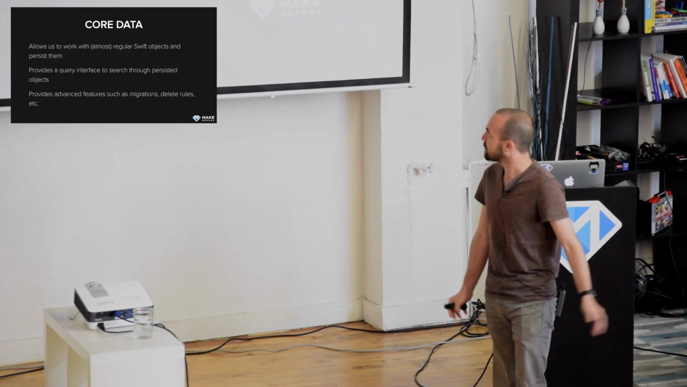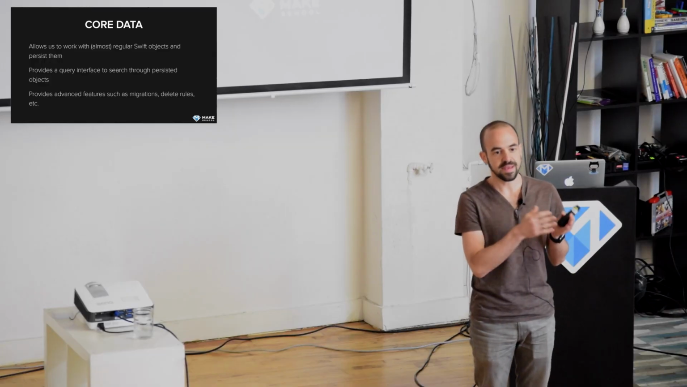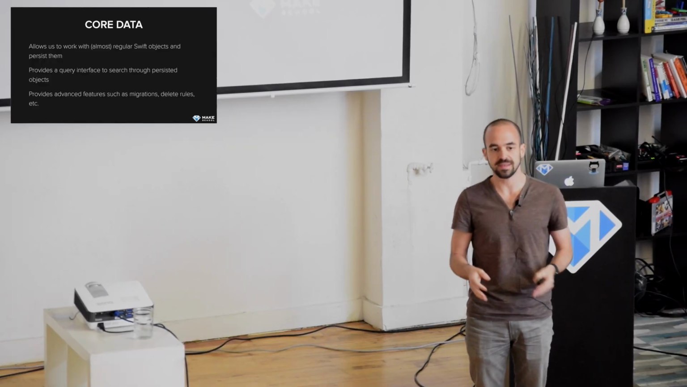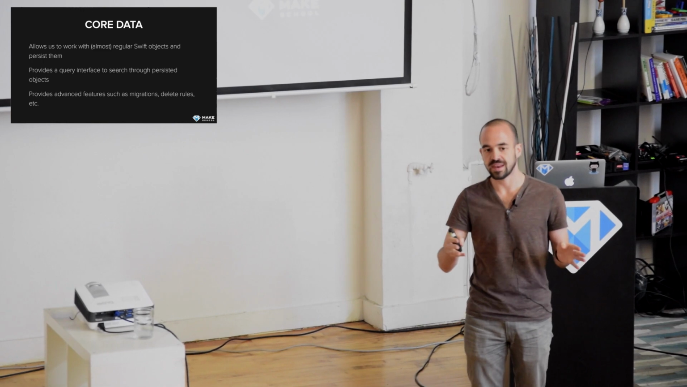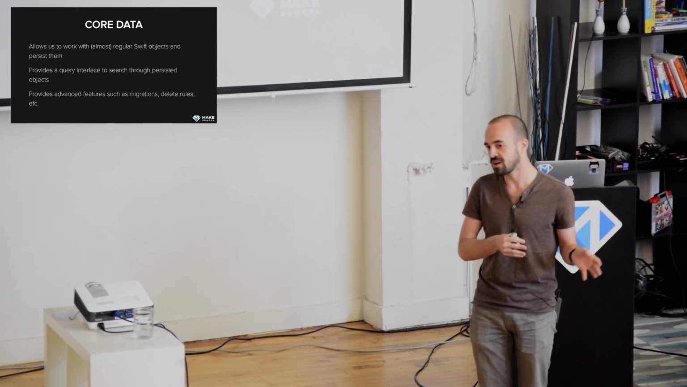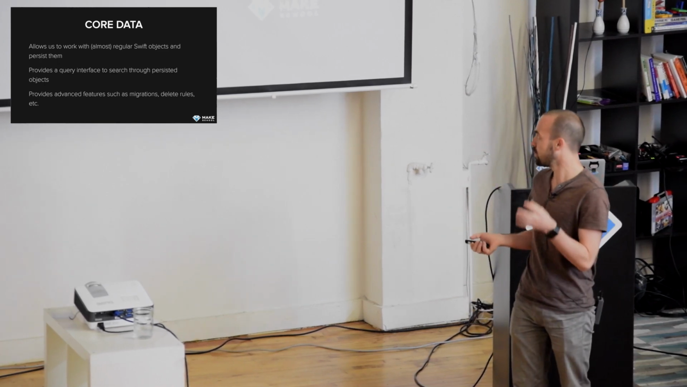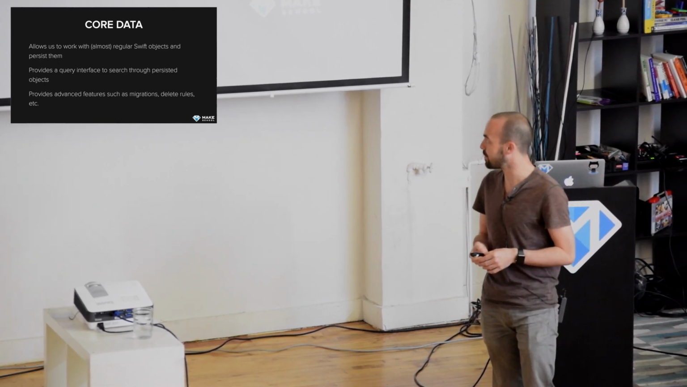So what is core data? It's a framework that allows you to work with almost regular Swift objects and to persist them. It provides you with a query interface, which means you can have queries similar to natural language, where you say, I want all users that have an age that is lower than 20, or I want all books that cost more than $50. So that query interface allows you to extract certain information from the database.